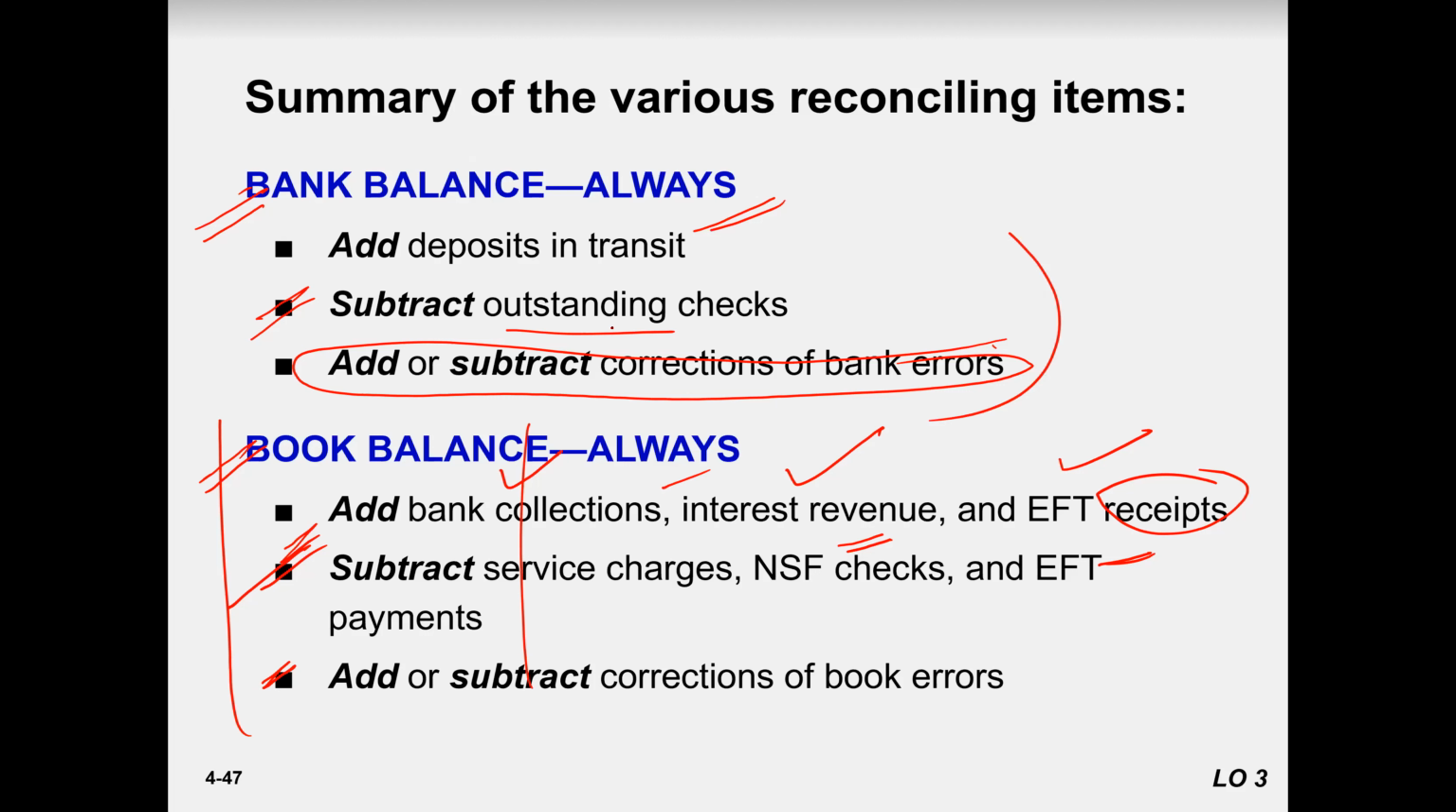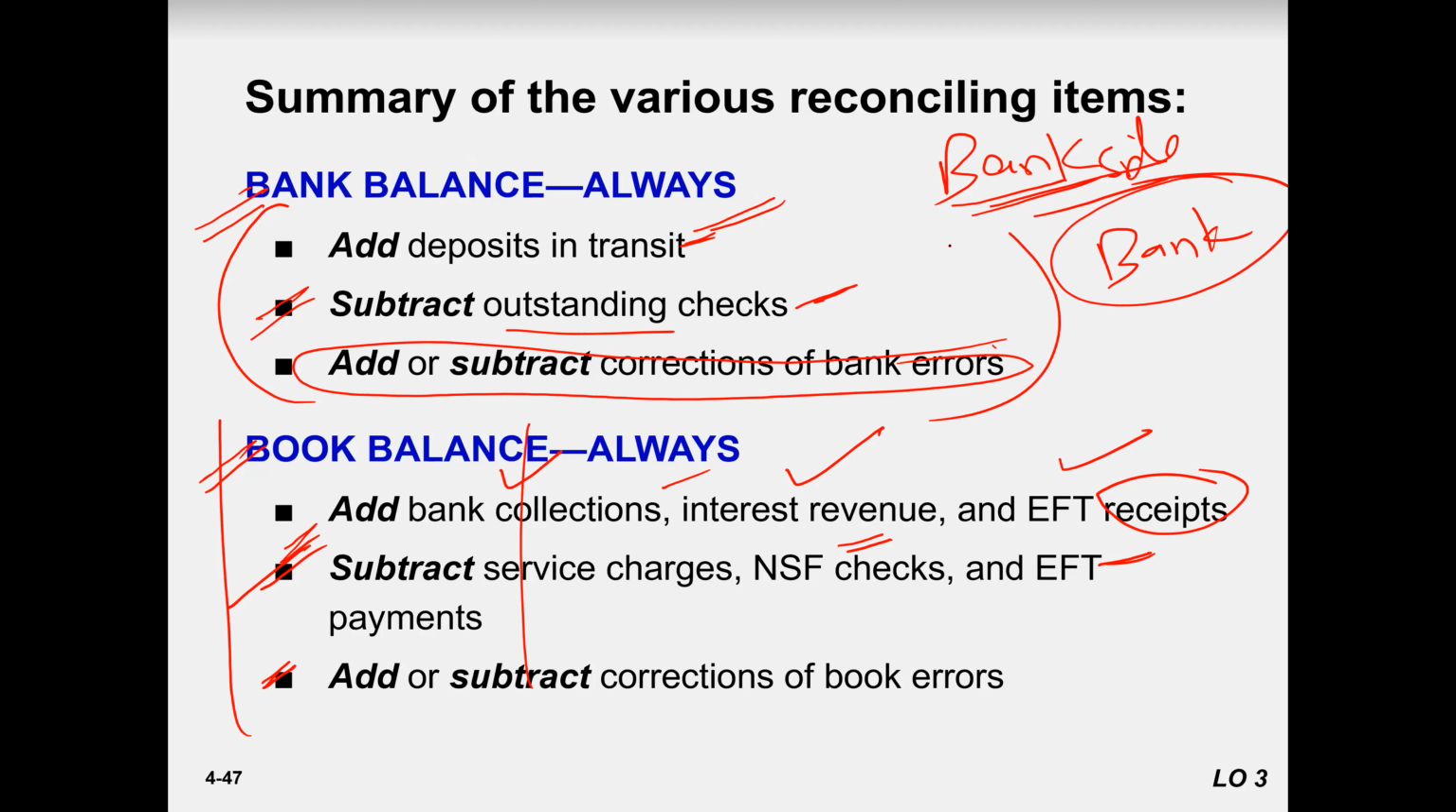So why are we not making entry on deposit in transit and outstanding checks? Because this is bank side. So this must be handled by the bank because this is the bank's own internal matter, not our matter. Our matter is related to the book side that we are maintaining, the T account of cash or ledger of cash or cash book. All right.